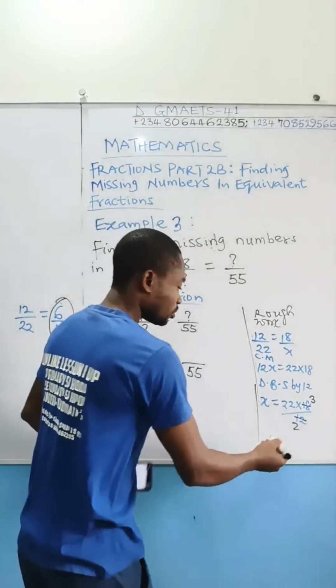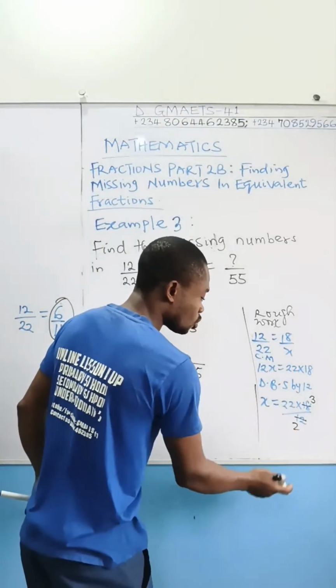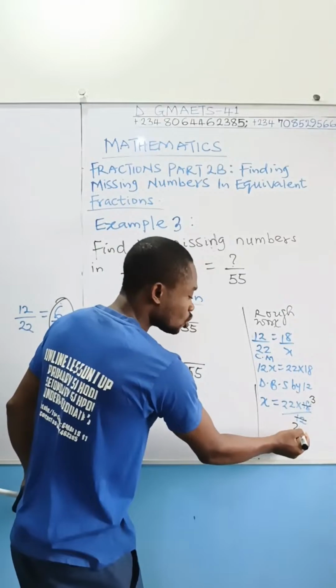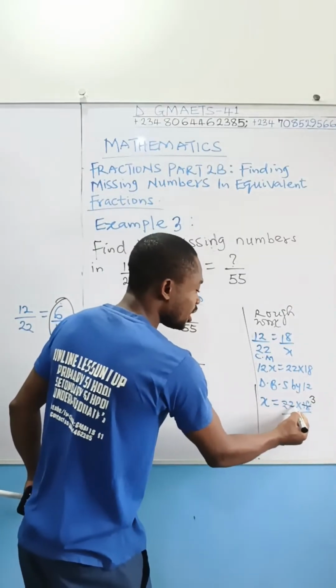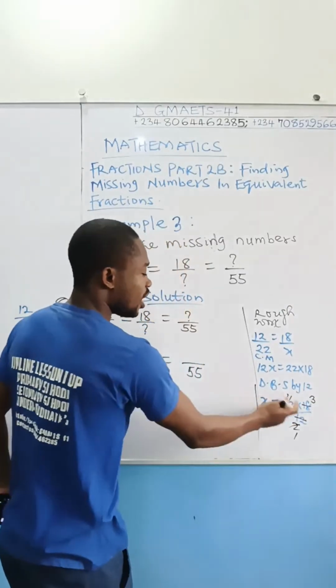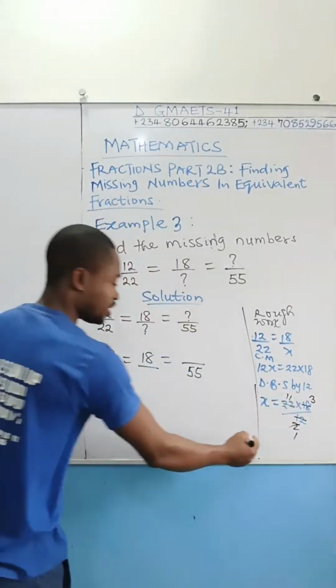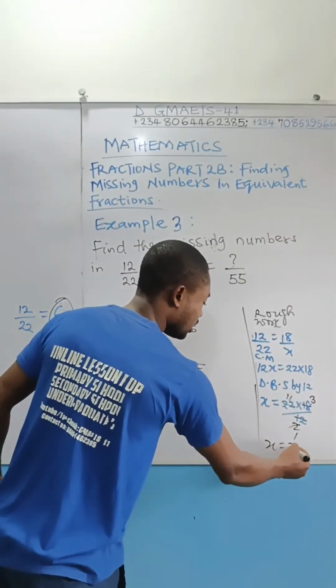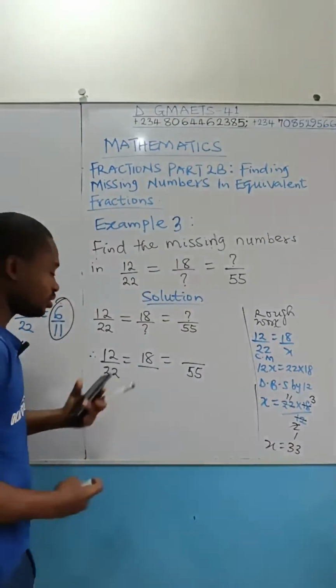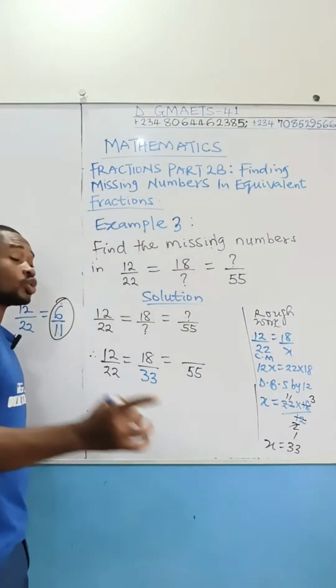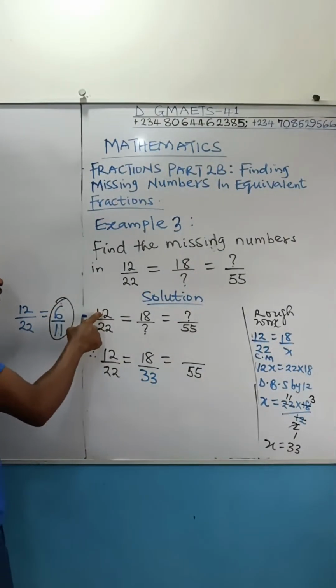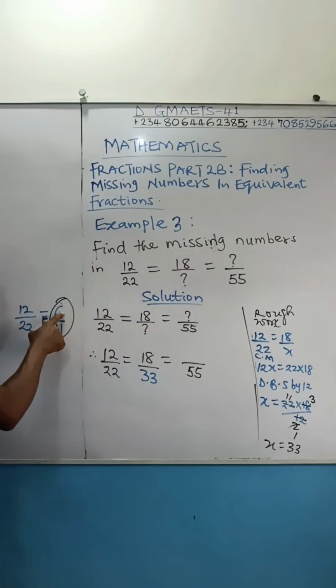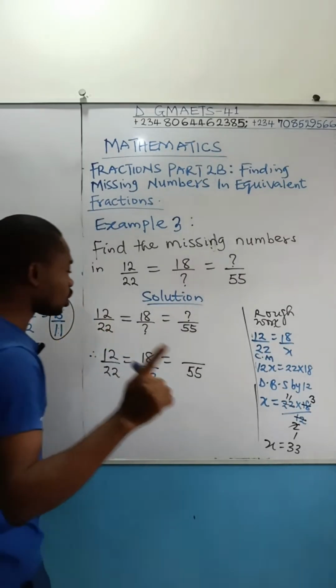So we go. Now you have 22 over 2 here, and you have 3 there. 2 can divide 2 to give you 1. 2 can divide 22 to give you 11. So 11 times 3 will give you 33. X, the missing number, is 33. Which was what I got when I reduced 12 over 22. I reduced it to 6 over 11. And I used method 1 to solve.